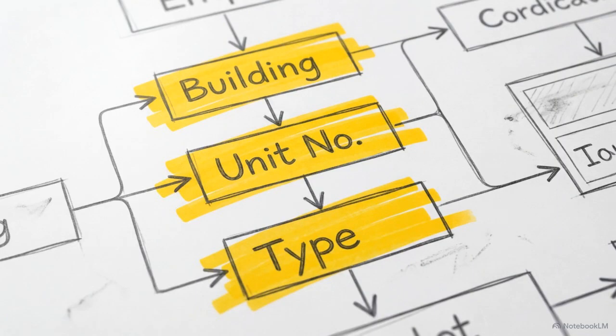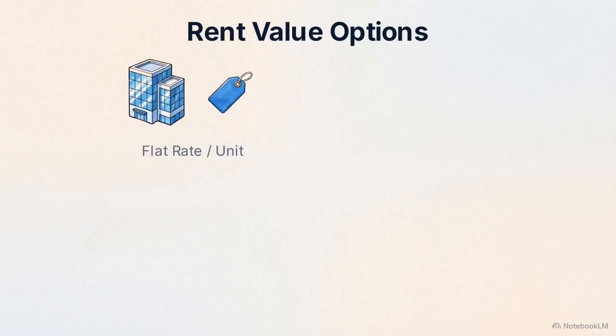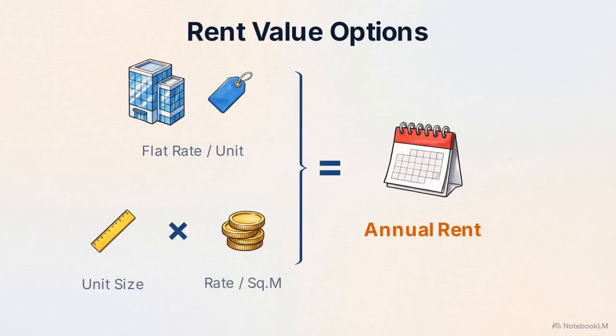Use the drop-down menu to link this mini-unit to the property we just created. Enter the unit number and select the type, whether it is a shop, office, or apartment. This visual equation explains the rent value options. You can calculate rent by a flat rate per unit or multiply the unit size by a rate per square meter to get the annual rent automatically.